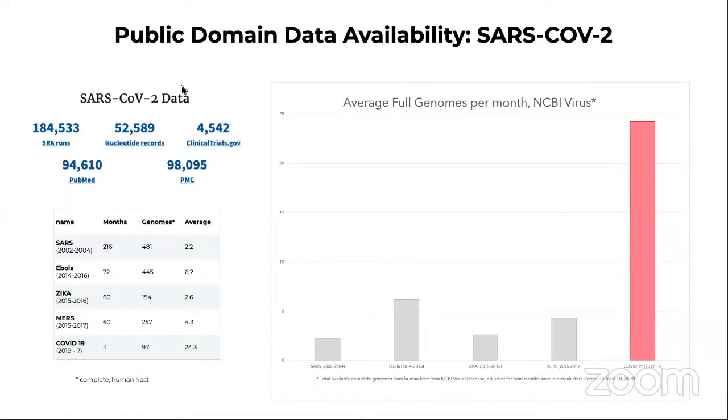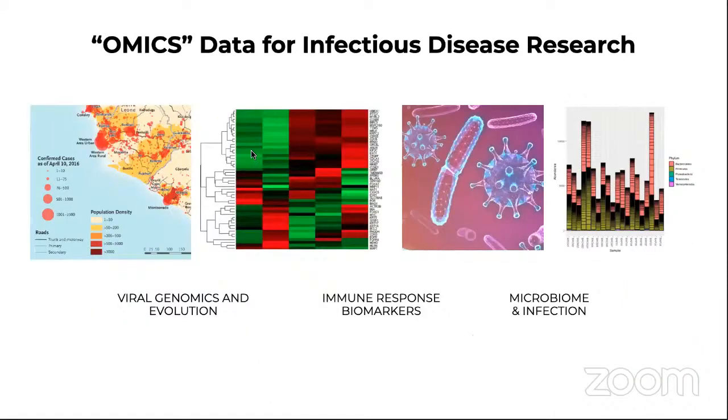And today there are, just for SARS-CoV-2, over 180,000 SRA runs, which are FASTQ files with a lot of information in them, and over 50,000 nucleotide records. And a lot of this continues to accelerate as we speak. Importantly, I think that these data sets can provide us with important insights.